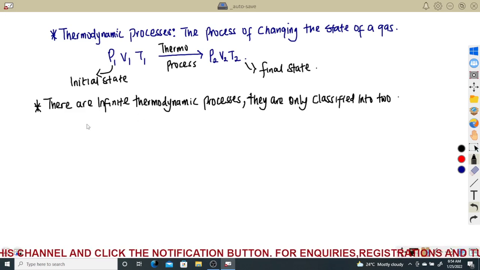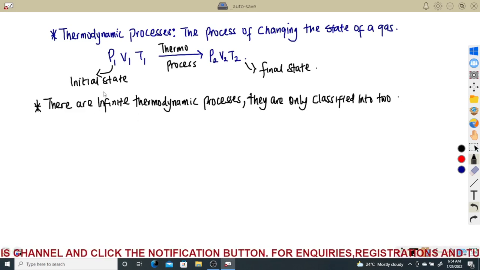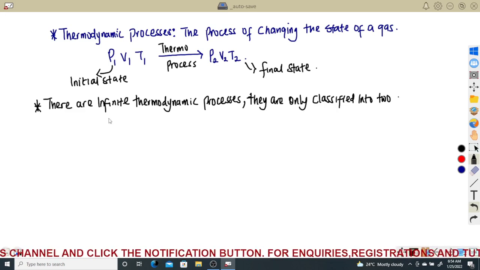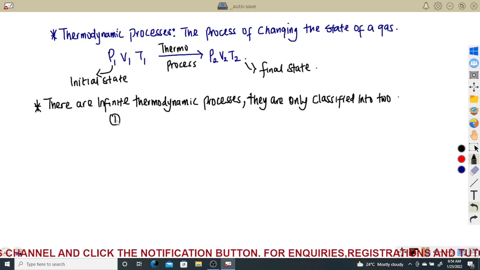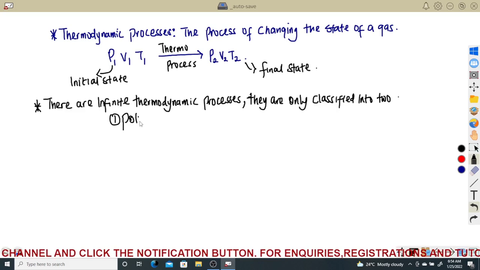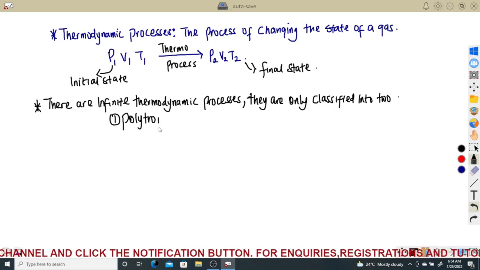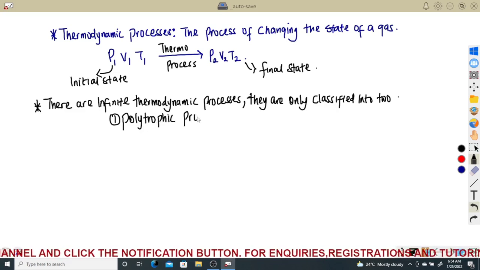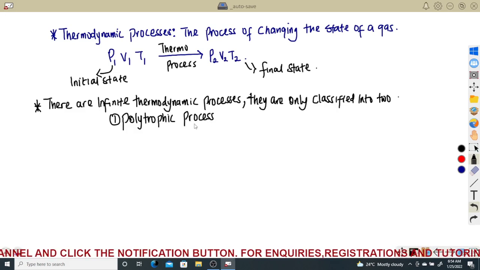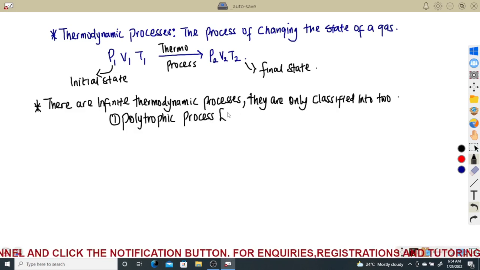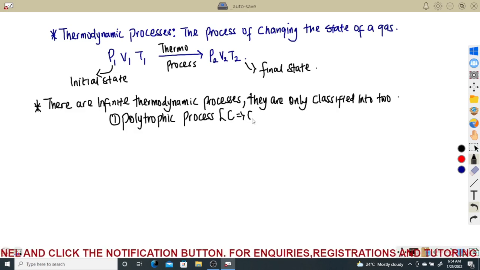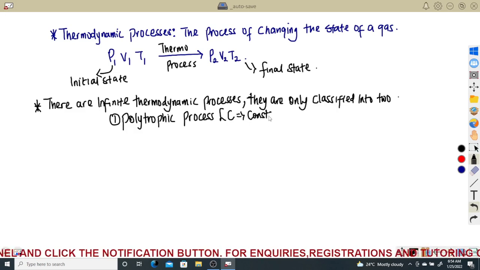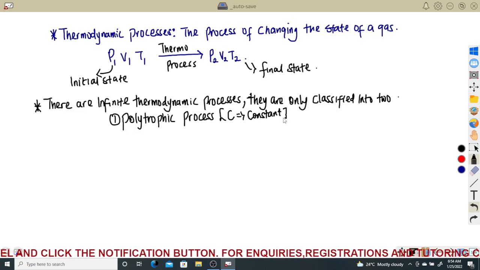So we classify them into two main types, or two categories, which you need to understand. The first one is called polytropic process. Like I told you, I'm not going to rush you, and I'm going to do this in a two-video series. When we say polytropic process, we say the molar specific heat is constant. Keep that at the back of your mind.